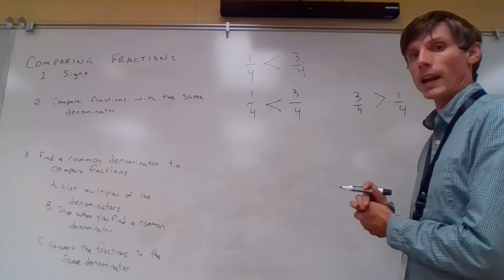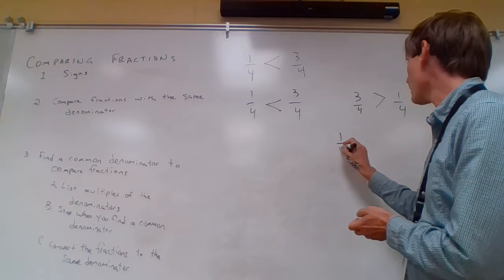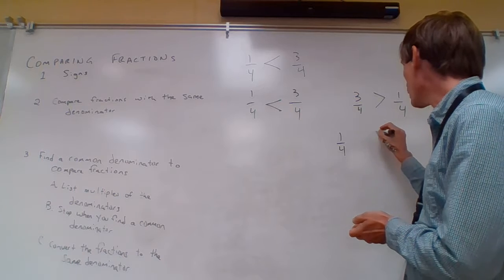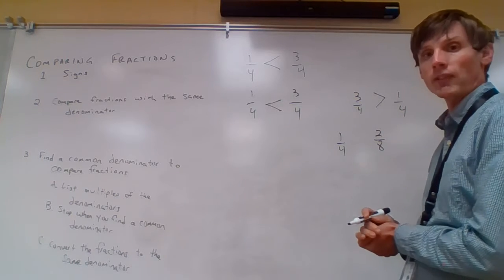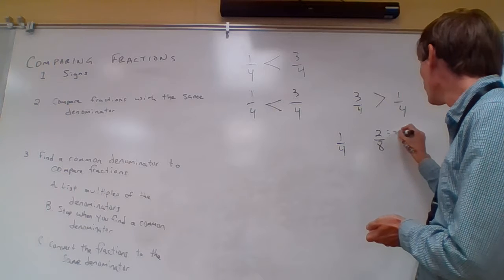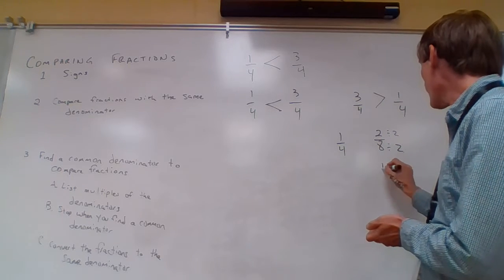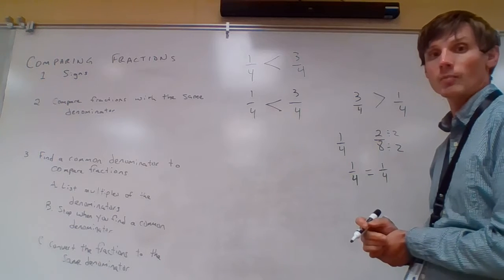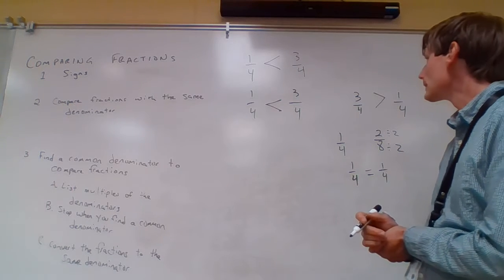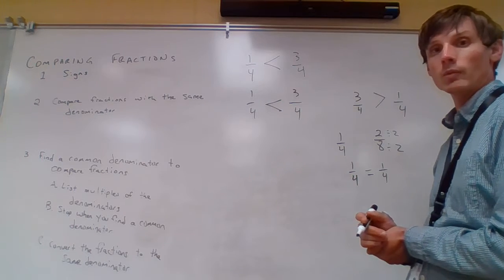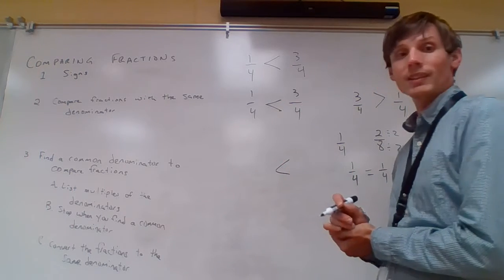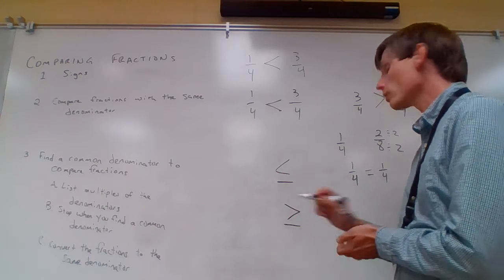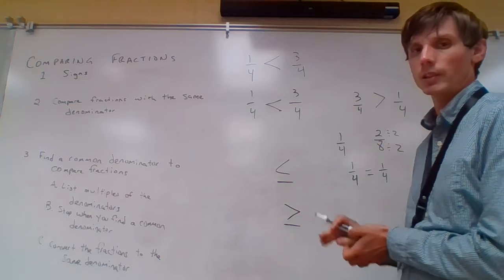We might look at some things like 1/4 and, let's say, 2/8. If you simplified 2/8, that is actually equivalent to 1/4, so we could say they're equal. You might see that for some fractions as well. Later on, we might say something could be less than or equal to, or greater than or equal to, but that's going to come up a little bit later on.